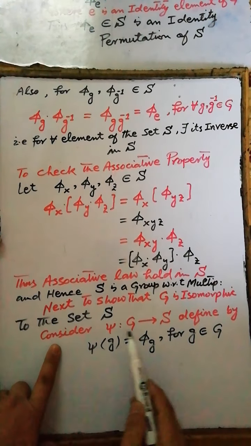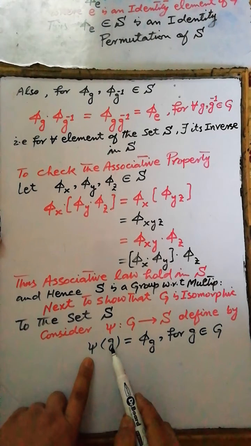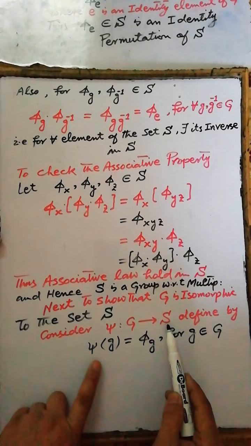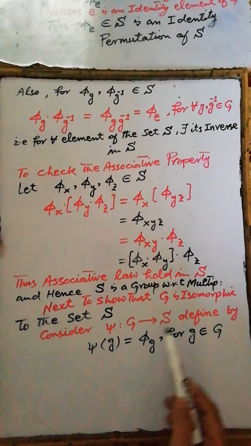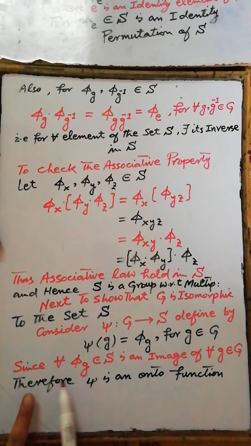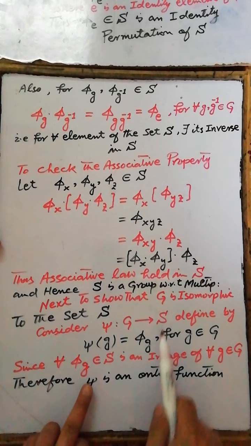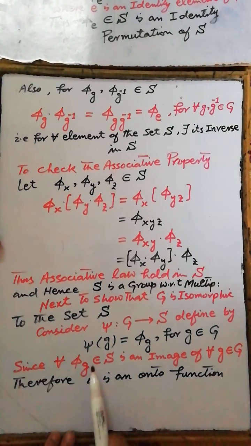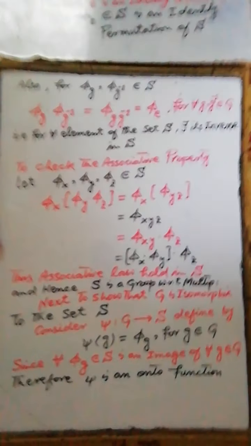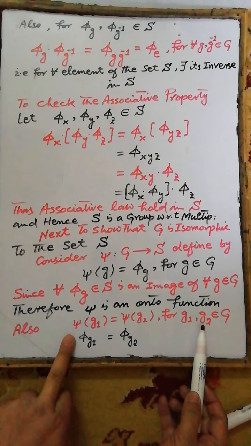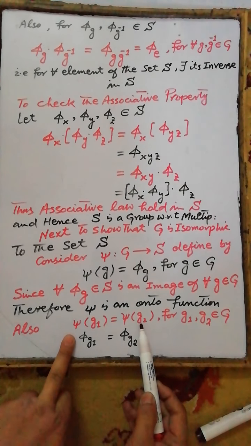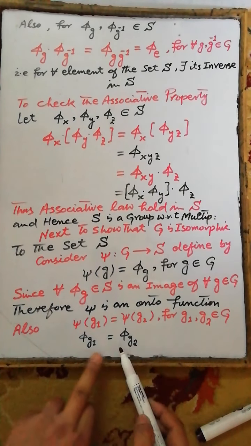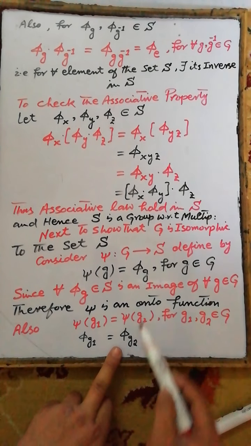For this, consider a function psi from the group G to the set S, defined as psi of g is equal to pi of g, where g is an element of the group G and pi of g is a permutation defined on the group G, an element of the set S. Since each element pi g belonging to the set S is an image of an element g belonging to the group G, the function psi is an onto function. Also, for any two elements g1 and g2 belonging to the group G, suppose psi of g1 is equal to psi of g2, which according to the above condition means pi of g1 is equal to pi of g2.